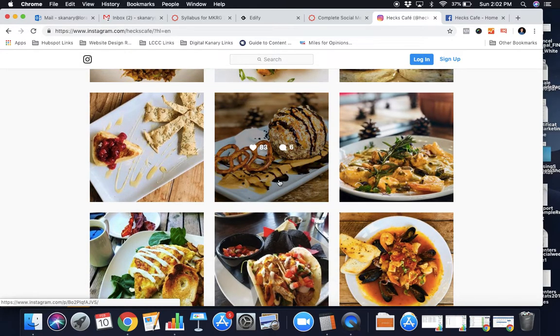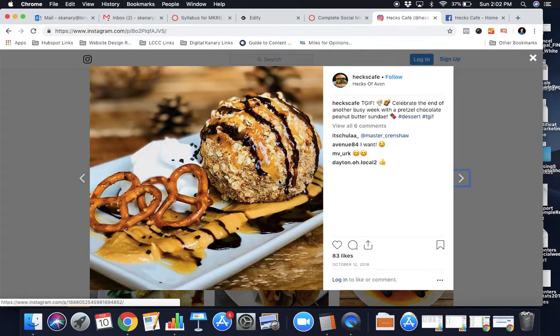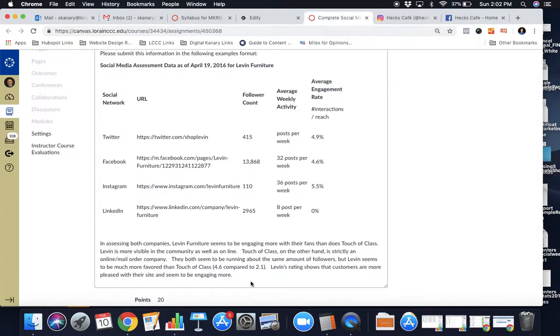So if I was Hex, if I'm competing with Hex, seems like a lot of people like dessert photos. It looks like tagging it with desserts too seems to perform well. So if I wrote my brief description, which is this paragraph, I would say, boy, they really do a good job posting pictures of food, but it seems like their dessert photos perform a lot better.